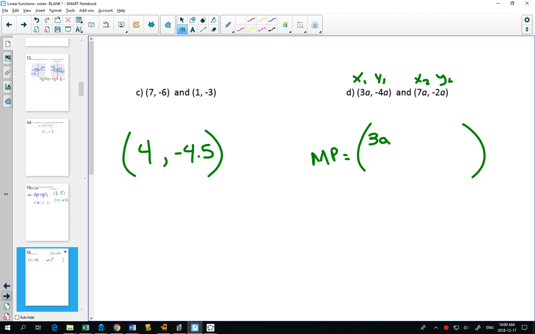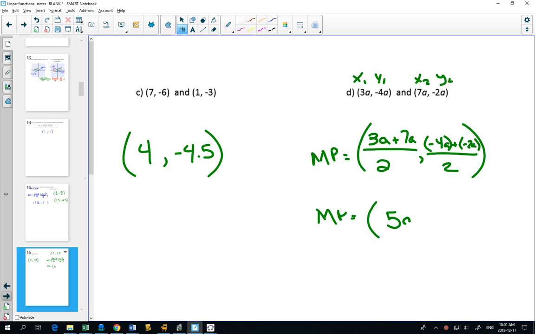Add your x values together, 3a plus 7a, all divided by 2. Add your y values together, -4a plus -2a, all divided by 2. 10a divided by 2 will be 5a. -6a divided by 2 is negative 3a.